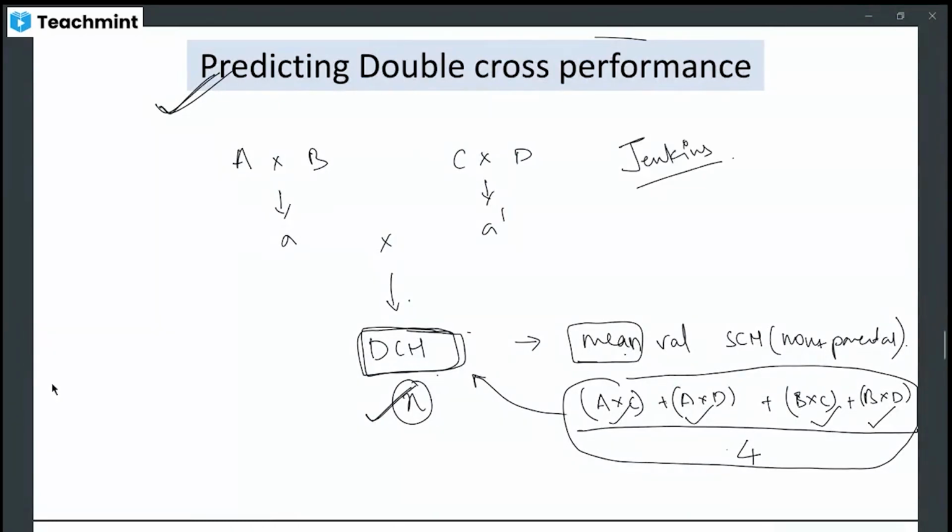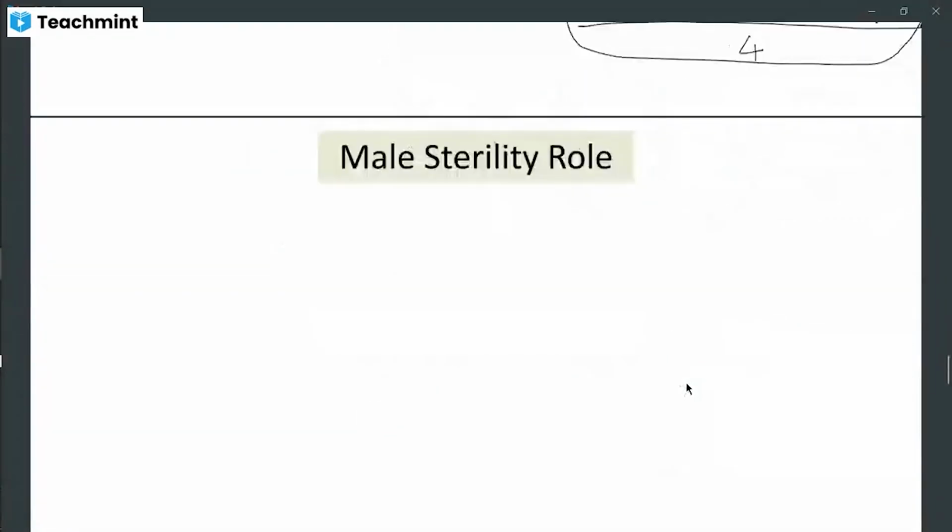Jenkins was the scientist. Right. So this is what we discussed yesterday, right? About hybrid breeding. So this is the entire concept of your heterosis breeding.